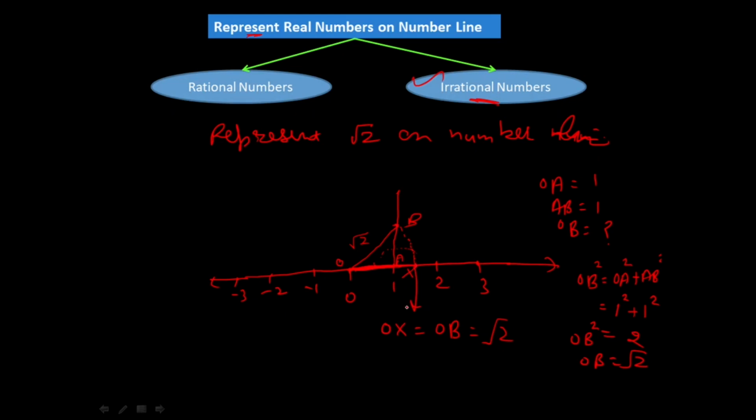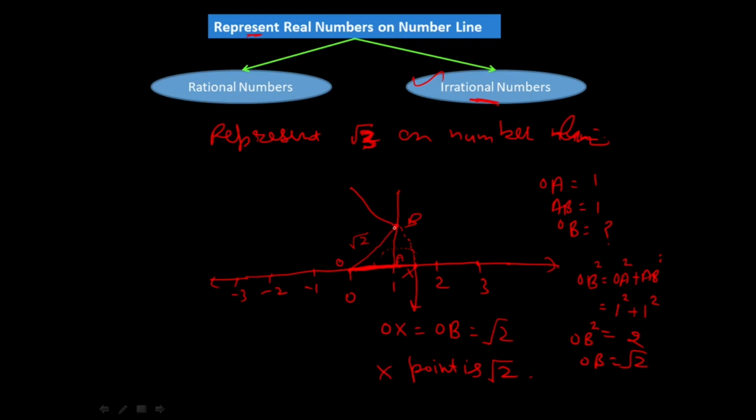So this X point is under root 2 on number line. I hope this is clear. What if they ask you to represent under root 3? Now they're asking under root 3 here. So till here everything is same. Now draw a perpendicular on B. That's up to you how you draw it.